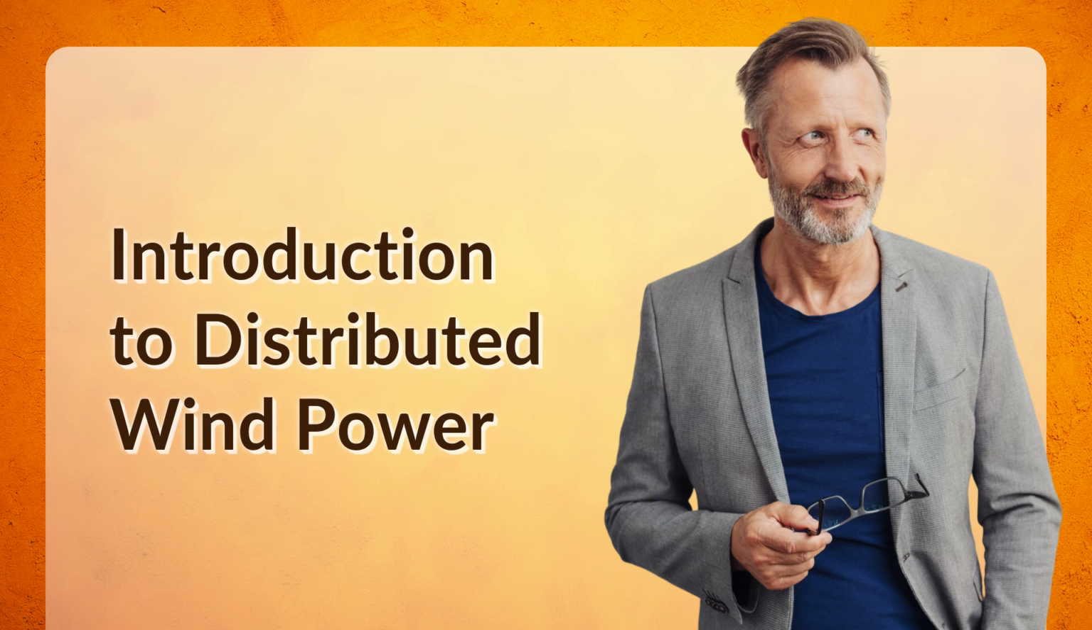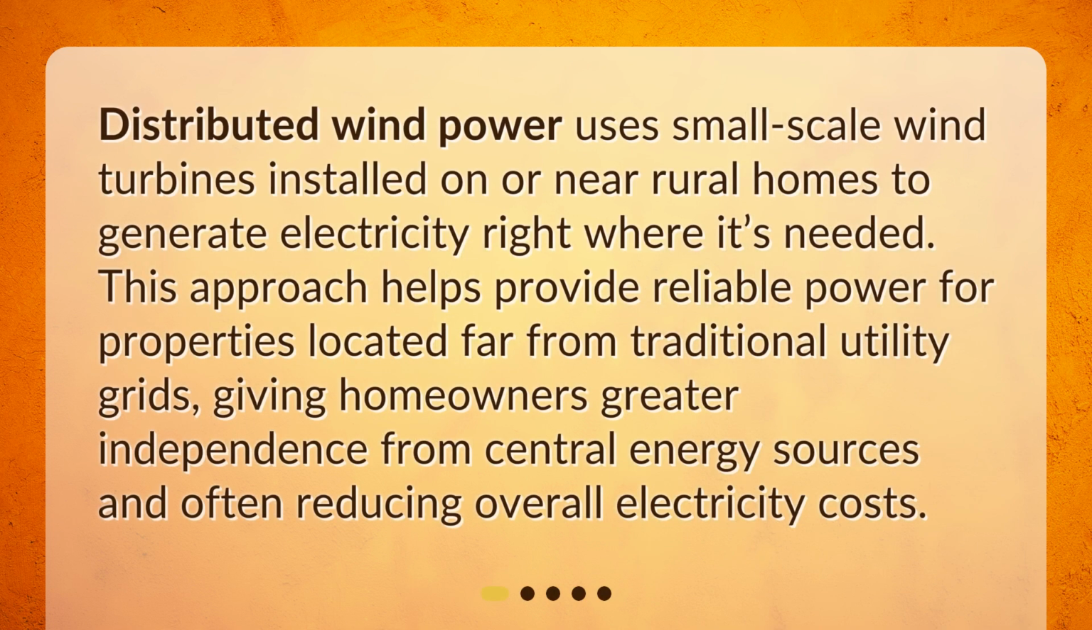Introduction to distributed wind power. Distributed wind power uses small-scale wind turbines installed on or near rural homes to generate electricity right where it's needed. This approach helps provide reliable power for properties located far from traditional utility grids, giving homeowners greater independence from central energy sources and often reducing overall electricity costs.